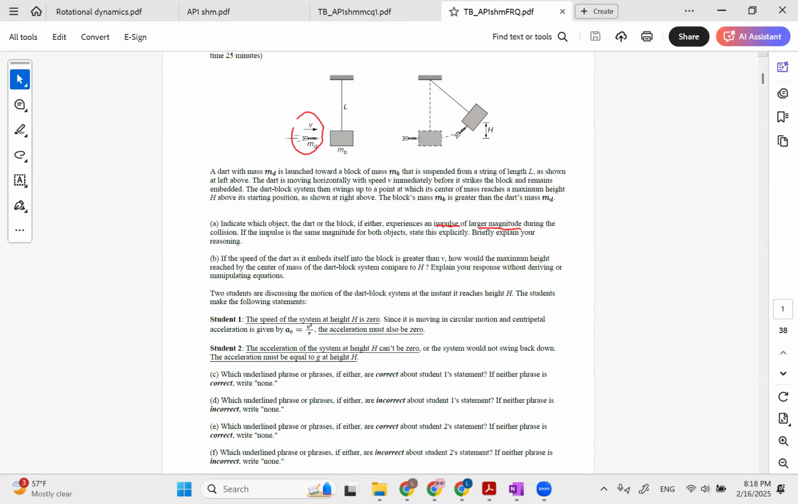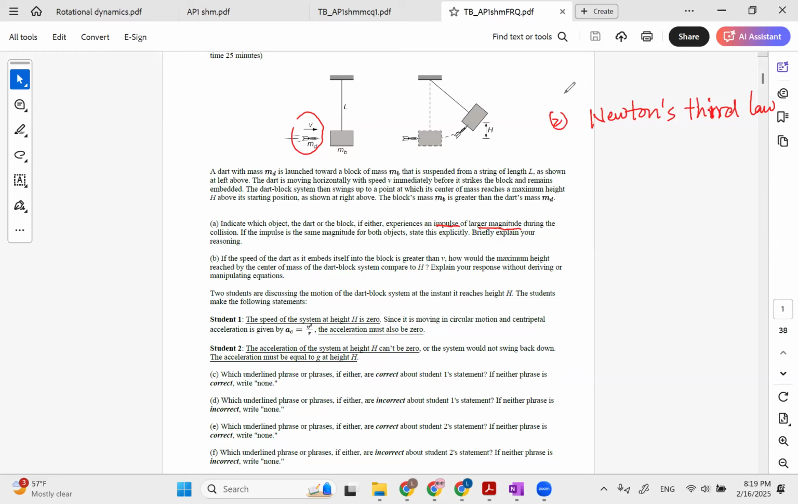You can explain this question in two ways. One way, you can say that both the dot and the block experience the same equal and opposite force because of Newton's third law. Write it down. Newton's third law, okay? So the forces exerted on each other are equal and opposite.